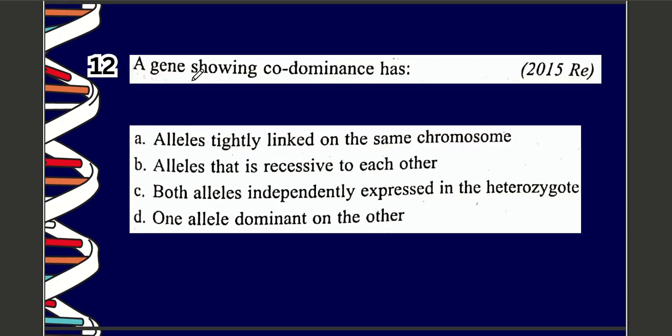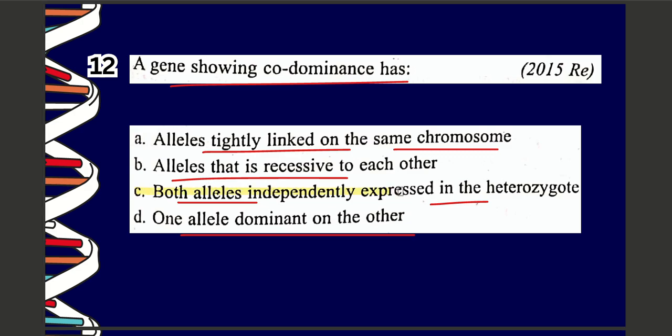Next question. Question number 12. A gene showing codominance has A. Alleles tightly linked on the same chromosome. B. Alleles that are recessive to each other. C. Both alleles independently expressed in the heterozygote. D. One allele dominant to the other. The correct option is option number C, which is both alleles independently expressed in the heterozygote.